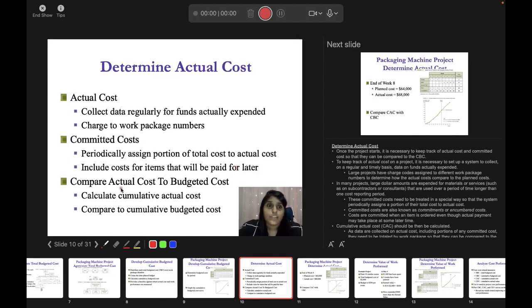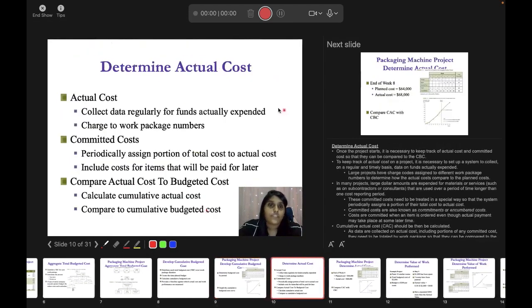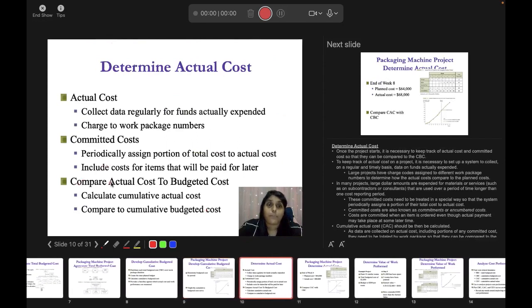Okay, and then you compare actual cost to the budgeted cost. This is what I said. When you have figured out your budget cost on this graph, and now you have determined your actual cost, you are going to compare your actual cost to budget cost, so that you will know whether you are exceeding the budget, staying on the budget, or under the budget, right? So you need to figure it out.